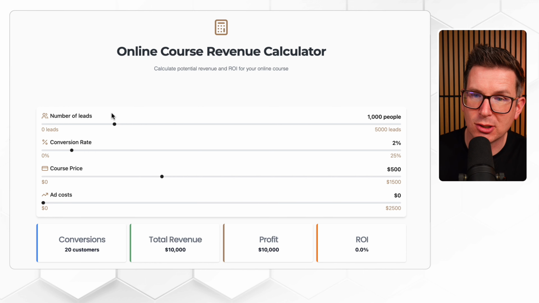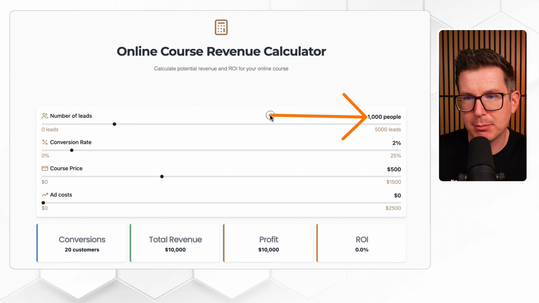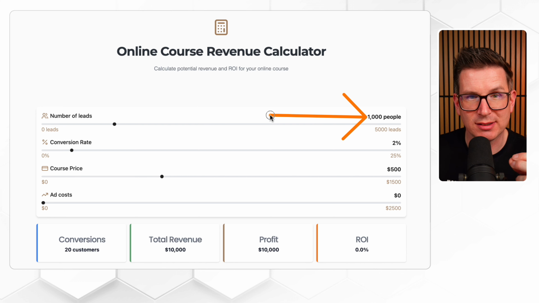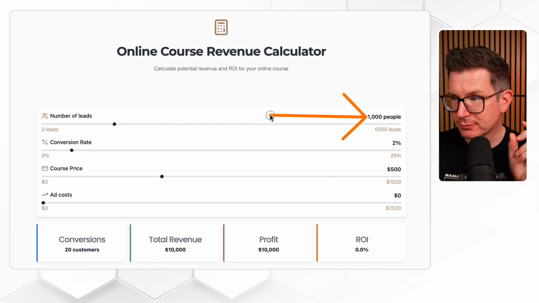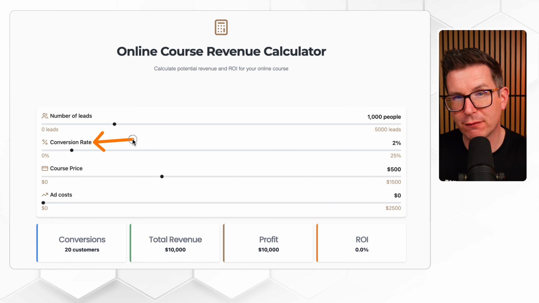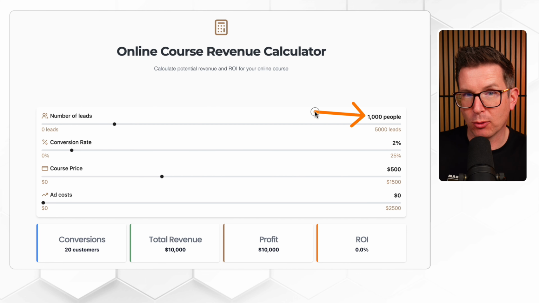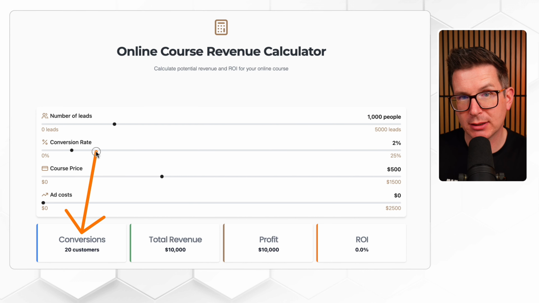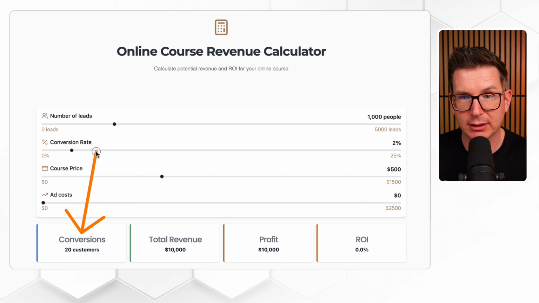So let's have a look at the tool here. It starts off with the number of leads, and that's preset to 1,000 people. Basically, these are people that are interested in what you are selling. So that's the definition of a lead, a possible customer. Now, the next row represents the conversion rate, and that's set to 2%, meaning that of these 1,000 people, 2%, or as you can see down here, 20 customers, 20 people take up your offer and buy your online course. So you get a conversion of 2%, that equals 20 customers.